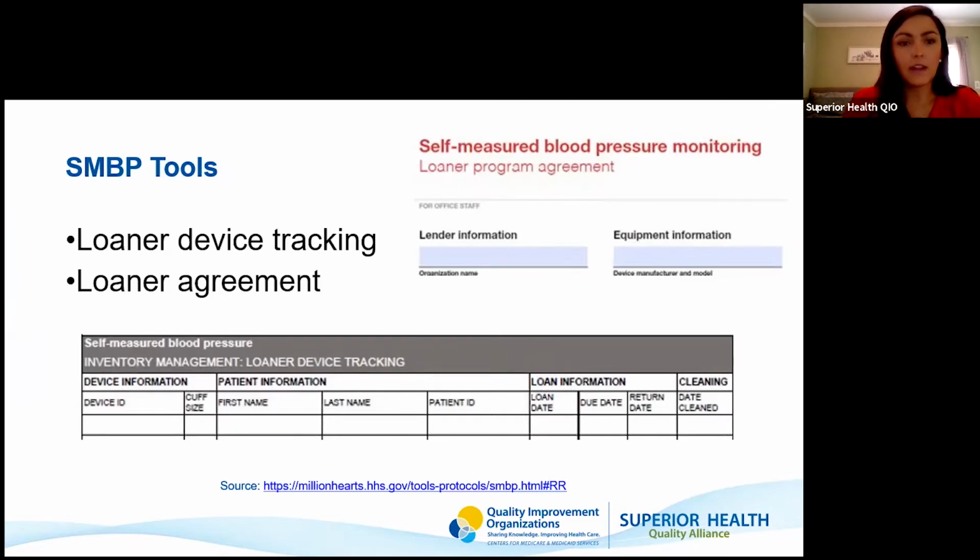There are also great SMBP tools that are already created, like a loaner device tracking sheet or a loaner agreement. The loaner device tracking is located here at the bottom. It's a way to keep track of where your devices are and who they're with. And then the loaner agreement goes over who has what device and what the expectations are. It's a place where you could put information on what and how often you want the patient to measure, so that they have that at their fingertips at home.